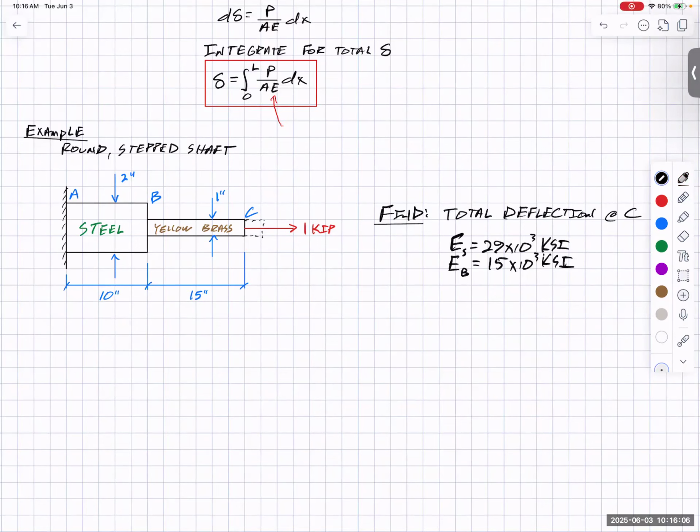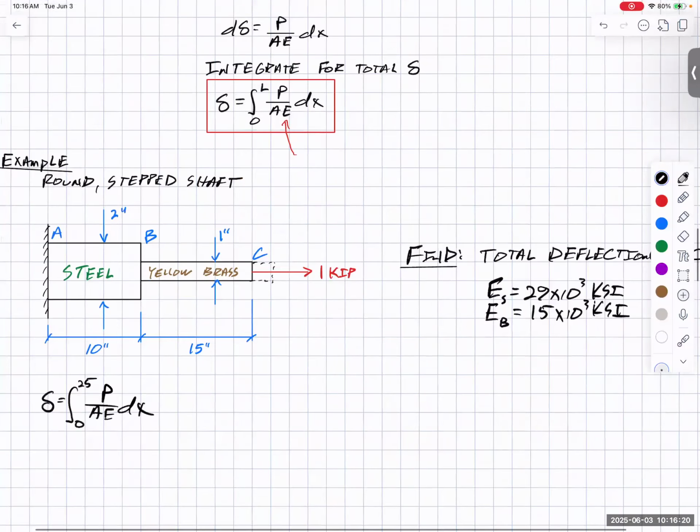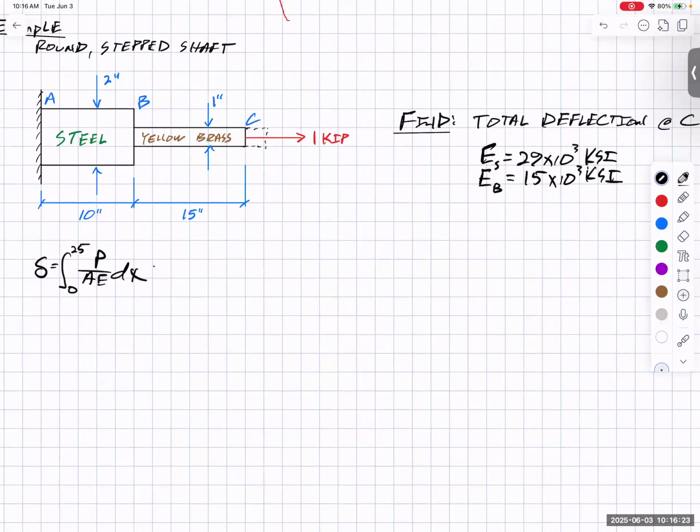So let's go back to this total deflection equation. We said deflection is equal to the integral over the length. Well, this whole thing is 25 inches long. And then we have our P over AE dx. So that's the same equation we have up above. And what I can do is break this into two different segments. So from 0 to 10, like I said, it's 1 kip on both segments.